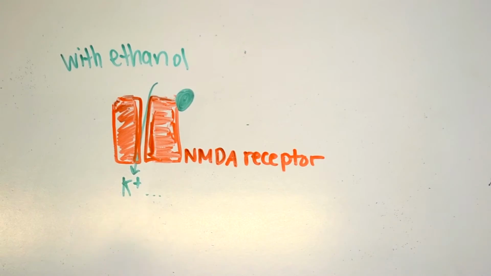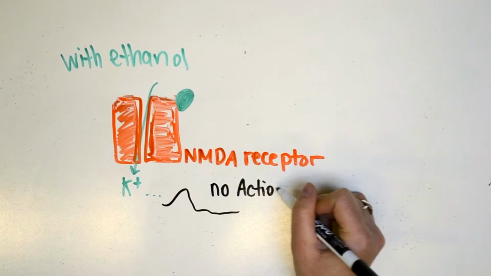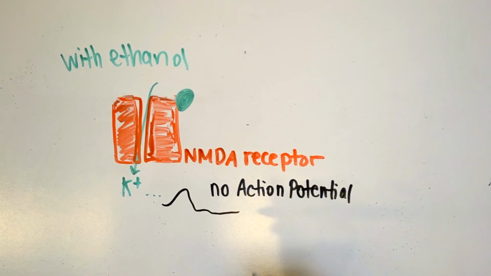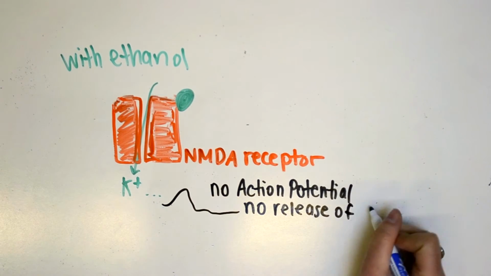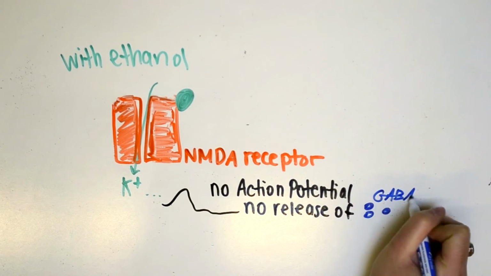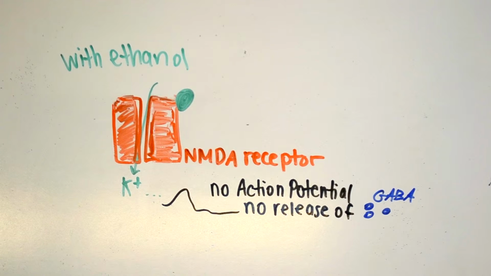This prevents action potentials, which are essential for neuron-to-neuron communication. The end result? Neurons in the reward circuit where ethanol is bound will not be able to release GABA. Without GABA, we get too much dopamine, and with too much dopamine, we get addiction.